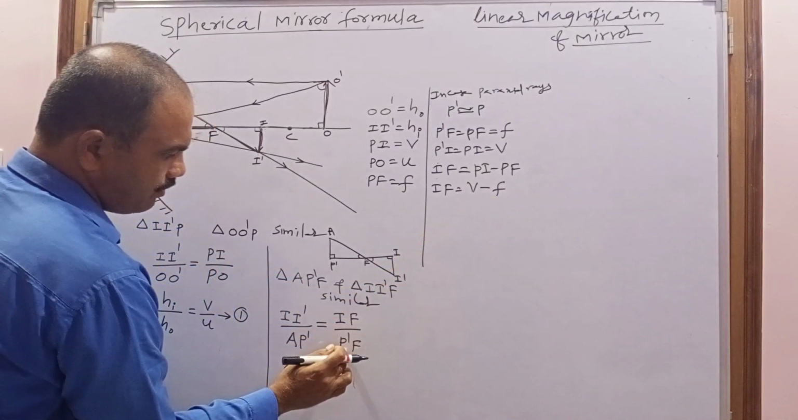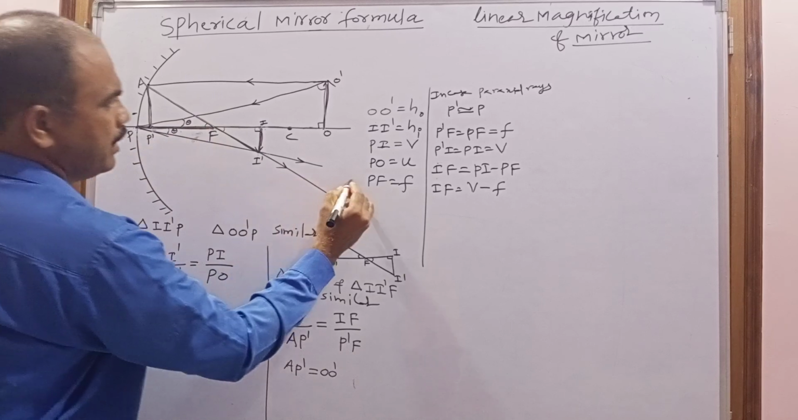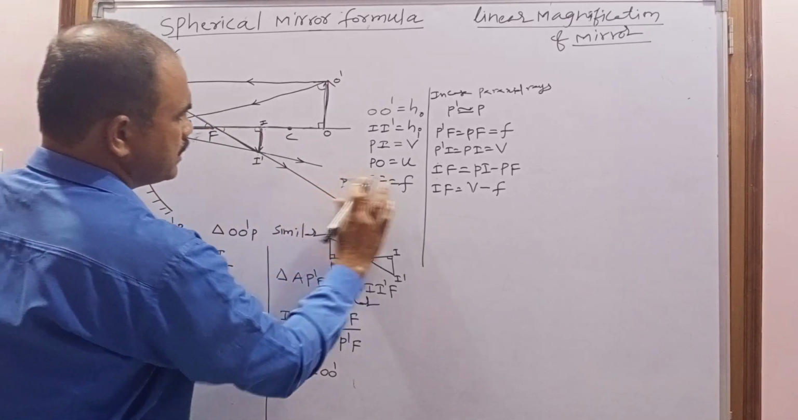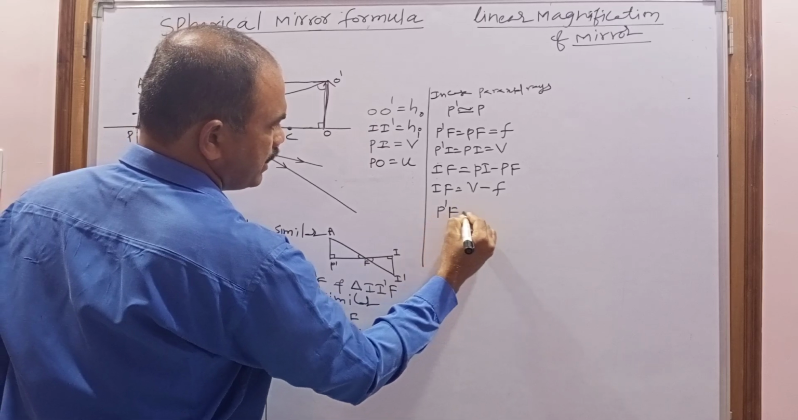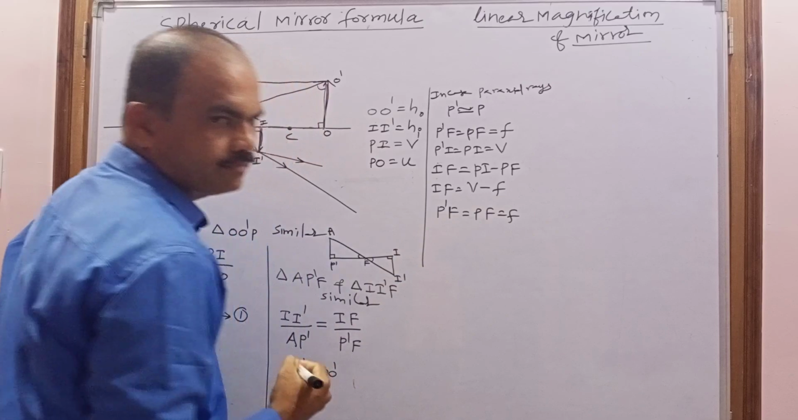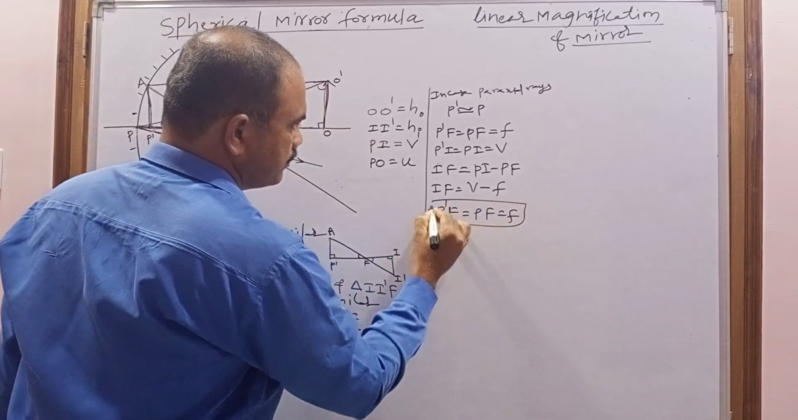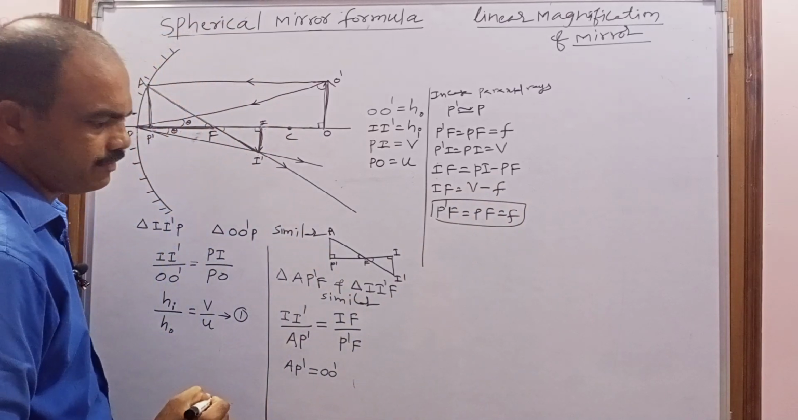What is P dash F? P dash F will be similar to PF. Once again I am writing here: P dash F equal to PF, that is how much? F. So that's why I wrote here IF is equal to V minus F.